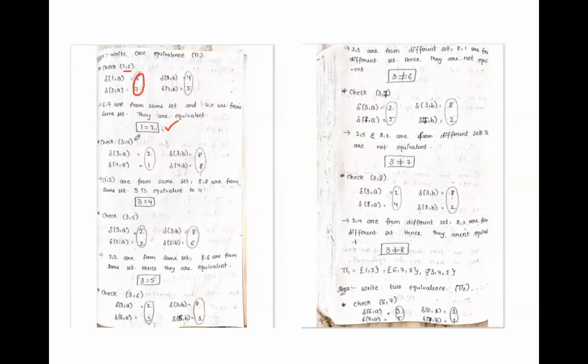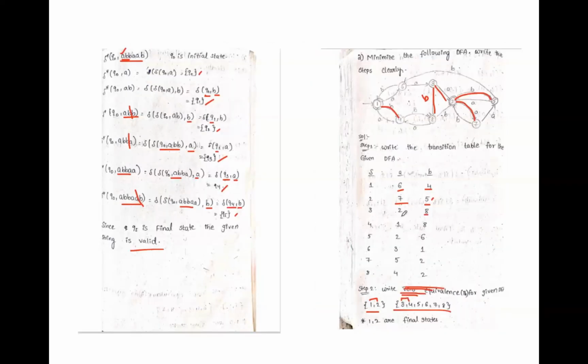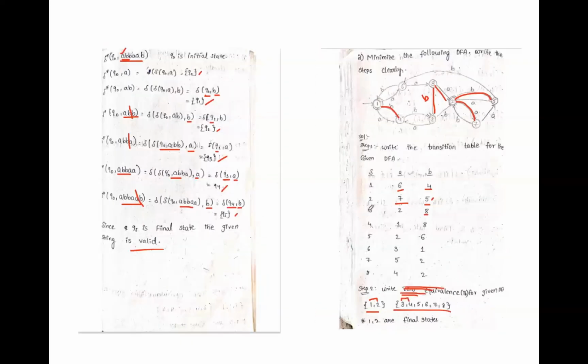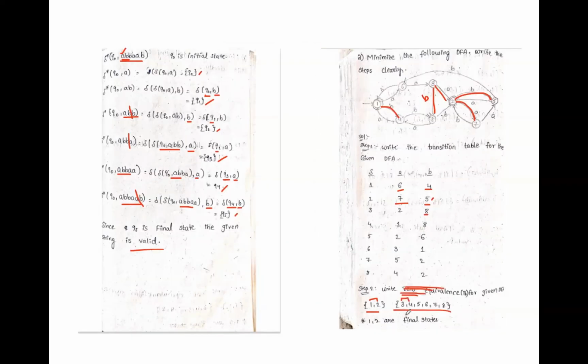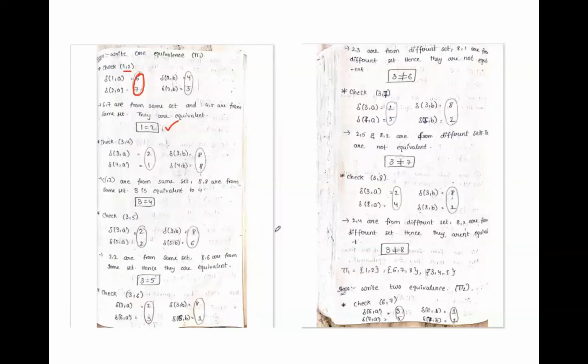Now come to the second set. Check 3 with 4, 3 with 5, 3 with 6, 3 with 7, and 3 with 8. If you check 3 with 4, take 3 on A, 4 on A, 3 on B, 4 on B. 3 on A is 2, 4 on A is 1. So this is 2, 1. 3 on B is 8, 4 on B is 8. Check if 2 and 1 are both present in the same set. Yes, both are present in the same set, so they are equivalent. As both the states are the same on B, no need to check them separately. So we can say that 3 is equivalent to 4.